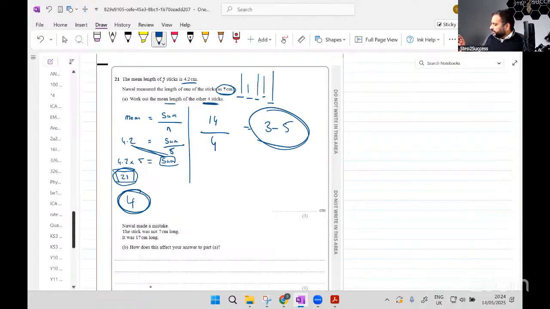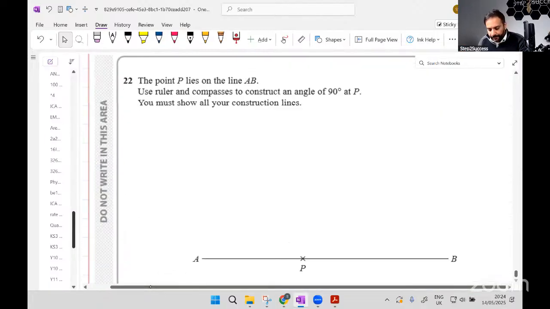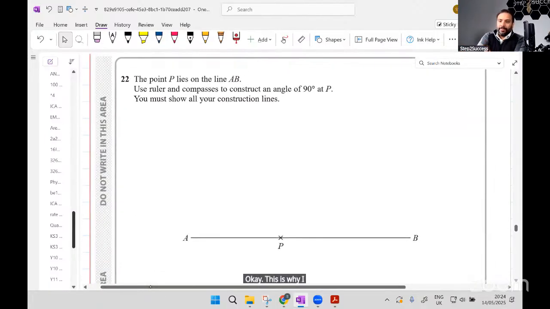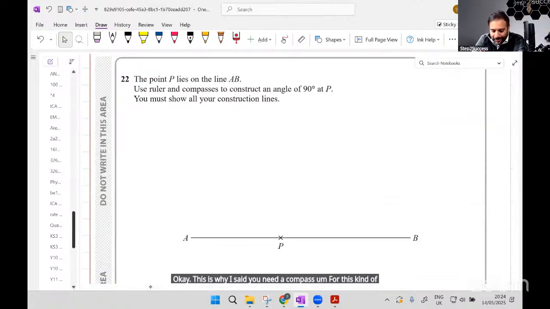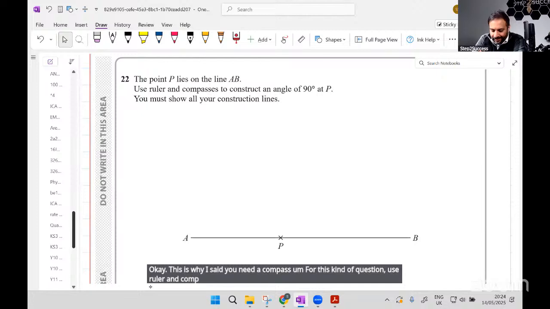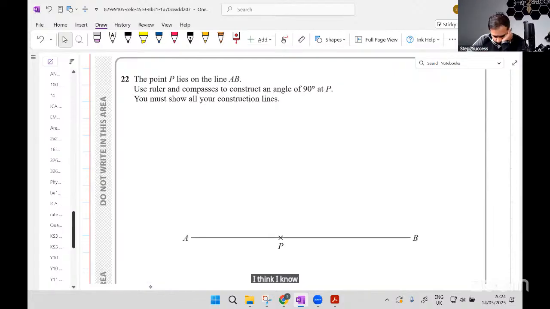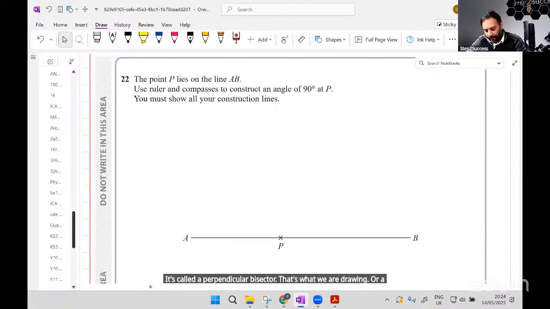Right, okay. This is why I said you need a compass for this kind of question. Use ruler and compasses to construct an angle of 90 degrees at P. I think I know how to do this. It's called a perpendicular bisector. That's what we are drawing, or a perpendicular line from here.